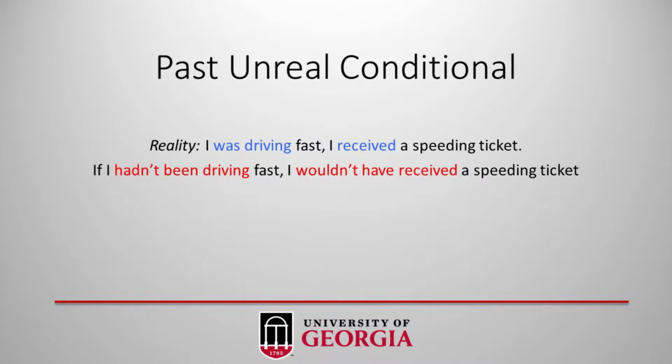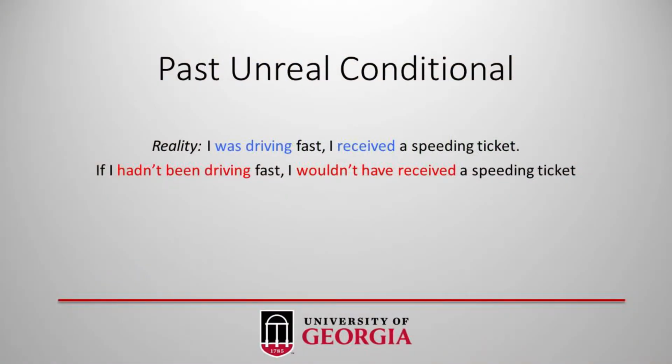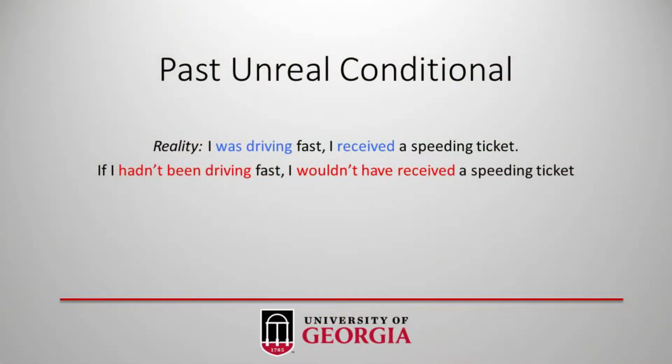Okay, in this example, I was driving fast and I received a speeding ticket. Now, if I want to change this to the unreal conditional, I have to change the verb tenses. So let's take a look. If I hadn't been driving fast, I wouldn't have received a speeding ticket. Okay, in this example, once again, I'm using the past perfect. In this case, I'm using the past perfect progressive. Because take a look in our real situation. I was driving fast. That is the past progressive. So to make it unreal, I need to use the past perfect progressive.